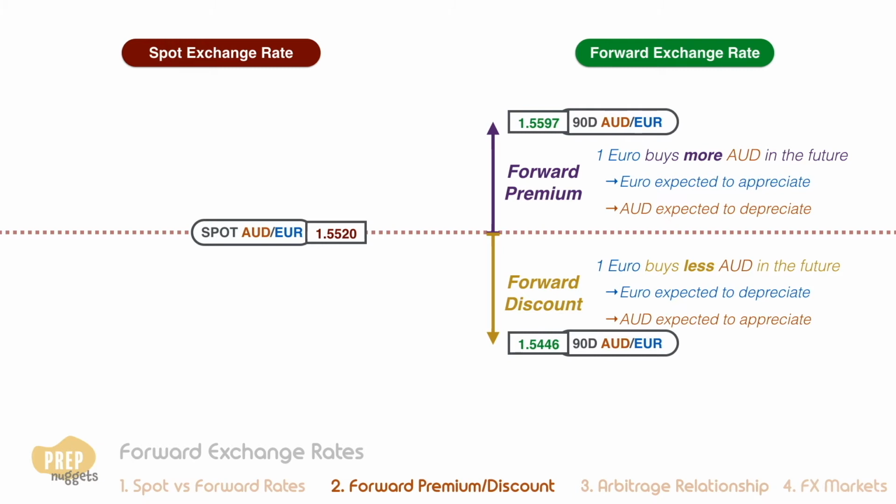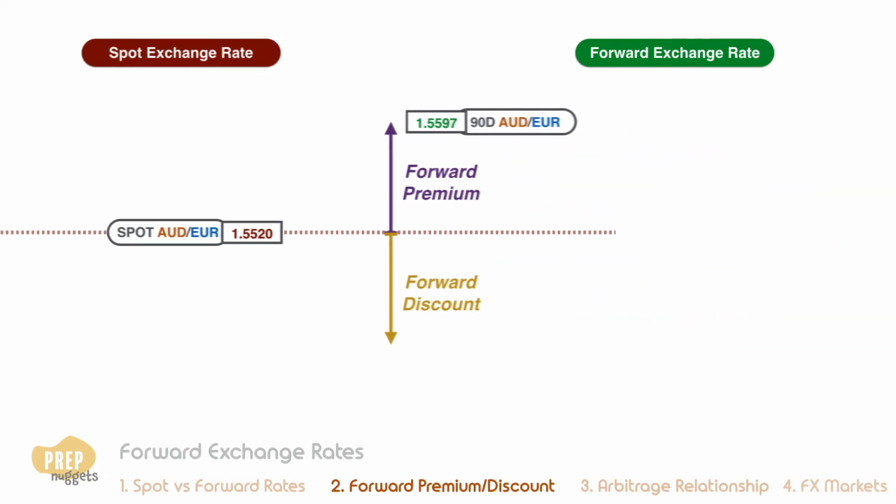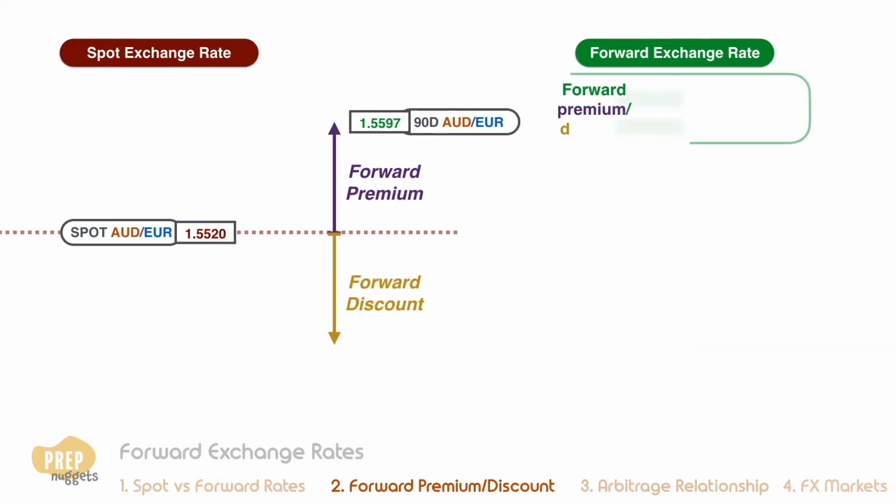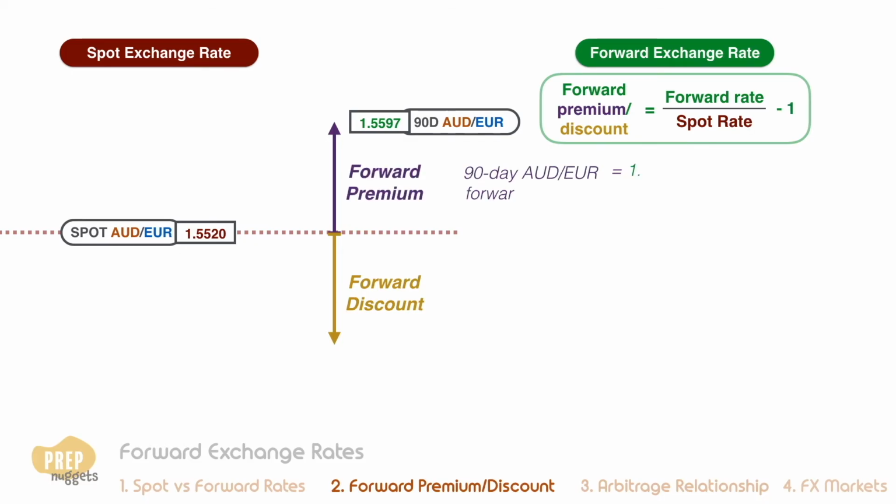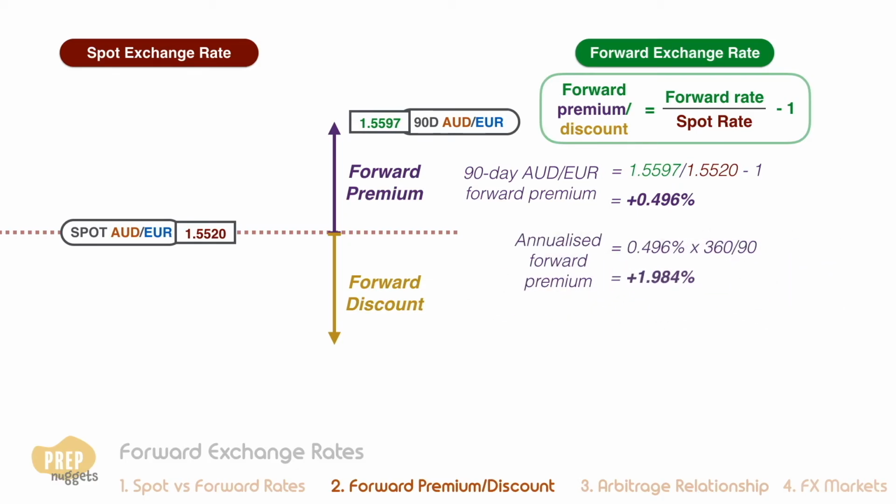Calculating the forward discount or forward premium is very straightforward. It's basically the percentage difference between the forward rate and the spot rate using this formula. So in this case, the 90-day forward premium of the AUD per euro rate is therefore 0.496%. Since we have the forward rate for 3 months, we could annualize the discount simply by multiplying by 4.